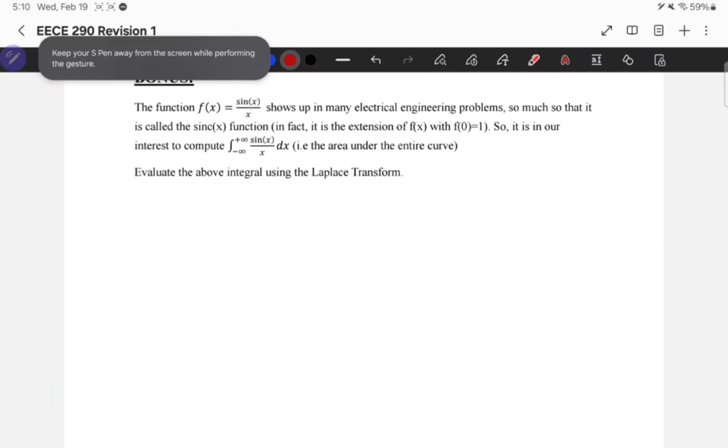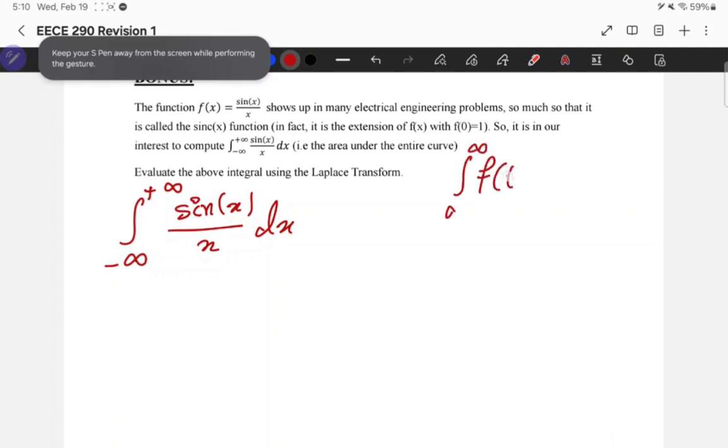Now, yeah, it's correct. Sine x over x shows up in many electrical engineering problems, and the integral might be useful. So let's see the integral from minus infinity to plus infinity, sine x over x dx. Okay. Before I use Laplace transform, I know that the Laplace transform is defined from 0 to infinity f of t exponential minus st dt. So my time starts from 0. I don't start from infinity. So maybe I can create a 0 in here instead of minus infinity.